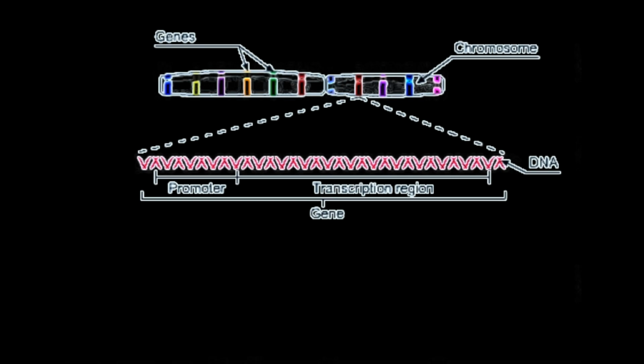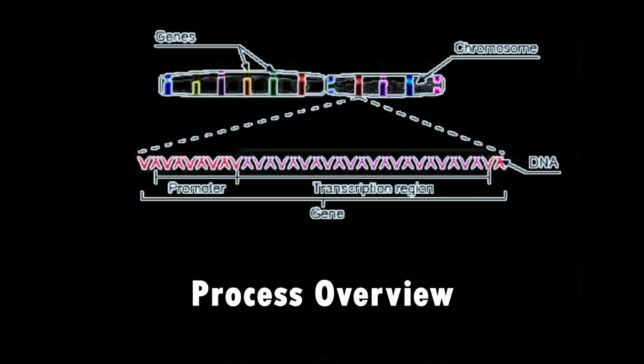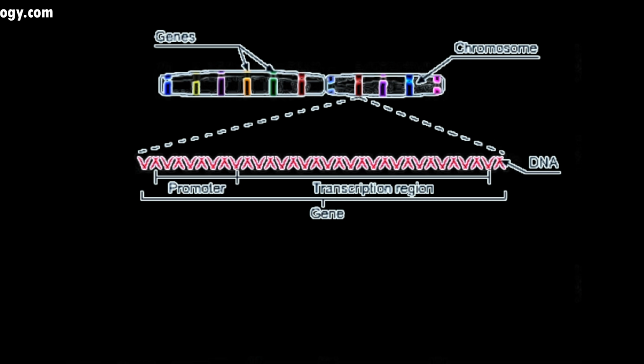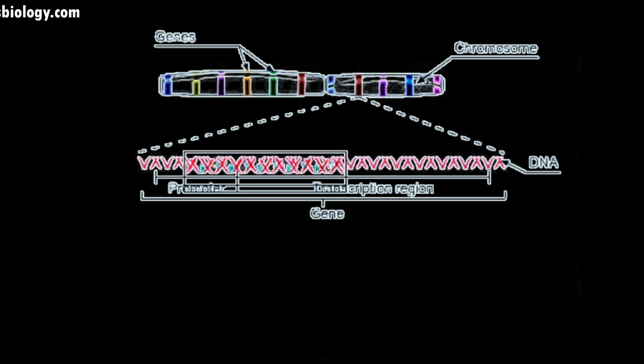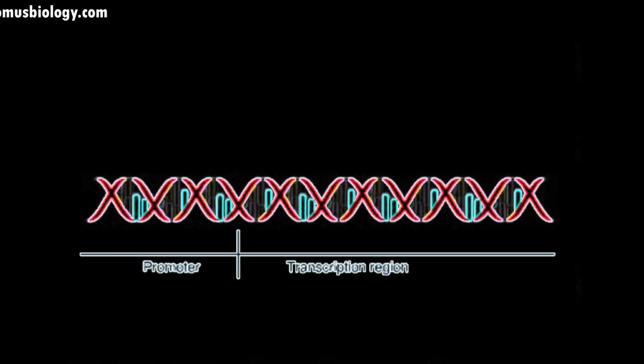A gene has two main parts: a regulatory region containing a promoter, and a transcription region, which contains the coding information for a protein product. During the first phase of gene expression, called transcription, the nucleotide sequence in a gene is used as a template to make the complementary RNA molecule.